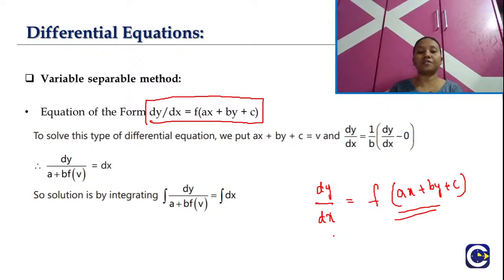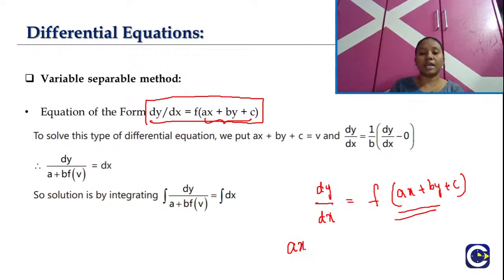Those typical forms we have already seen how to solve. Now the third form of equation will be dy by dx equals f of ax plus by plus c. Here, the inside function, whatever is inside f, we will substitute as v in order to solve this type of differential equation.